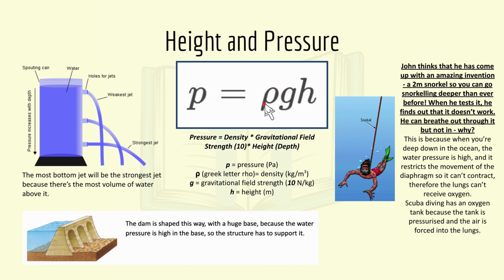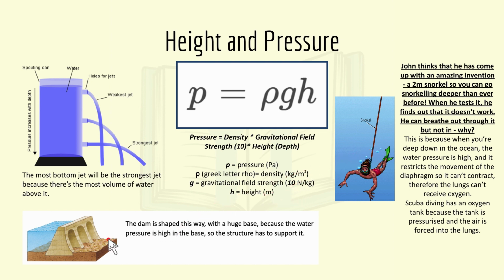Pressure equals density times gravitational field strength, which is 10 for IGCSE, times the depth or the height. And you can see the units: pascals, kg/m3, 10, and meters.